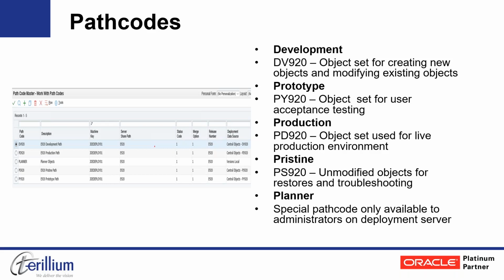The fifth and final path code is a planner path code. This is kind of a special path code. It is only available to the administrators and only available from the deployment machine. So it's not part of your lifecycle management and never really gets updated with the products from your development, prototype, or production environment. We're going to talk about that a little bit more later. But for now, let's focus on the first four, and primarily development, prototype, and production, because those are the ones that your users will actually be spending their time in.